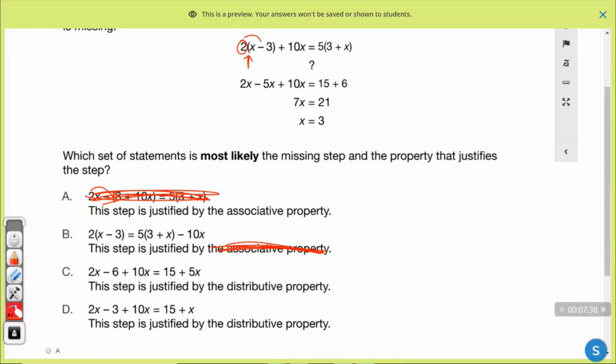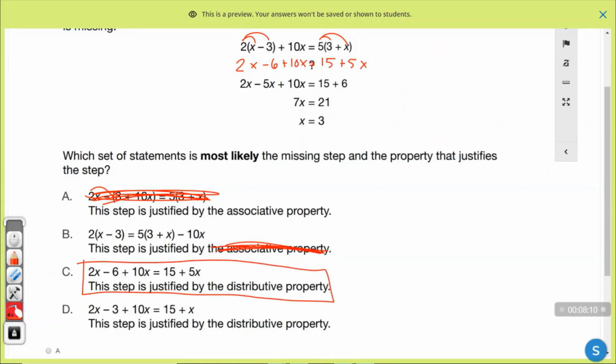C, they said they did the distributive property, and notice they did 2 times x, and now they have a 6, and on the other side they have a 15 and a 5x. Well, it actually looks like that is correct from doing the distributive property because that's what I would do first here to simplify. I would distribute the 2 to the group, giving me 2x minus 6 plus 10x. And on the other side, I'd distribute the 5 to the group, giving me a 15 plus 5x. And that's exactly what they show here, which is why this is our answer.